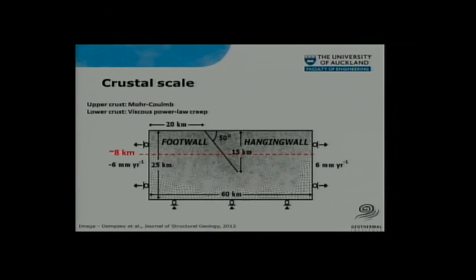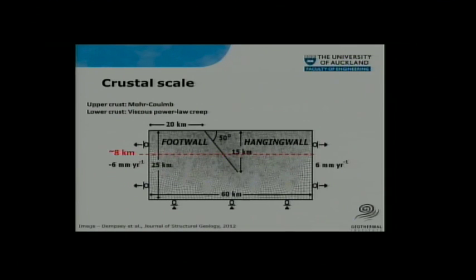So the Taupo volcanic zone is extending. This end is traveling 6 millimeters per year this way. This is being pulled 6 millimeters per year this way. And I'll look at an example where I have a fault. So we're just taking a block of rock and extending it and trying to understand what happens, first of all, to the stress state in the rock. Is the rock increasingly stressed? Is the rock going to fail? Is the rock going to create new faults?